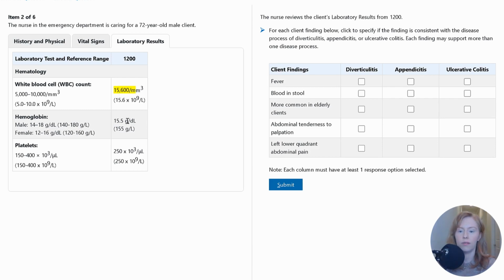Our hemoglobin, 15.5. So that's in our normal range. We were somewhat concerned about this blood in the stool, but now I see he's not anemic. I'm less concerned about that. And then our platelets are normal.